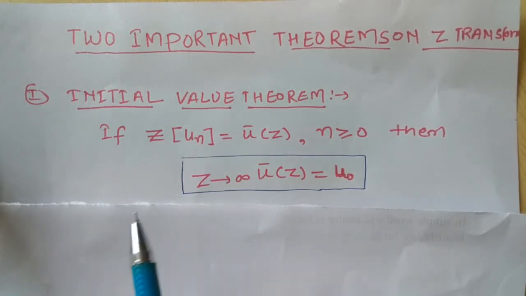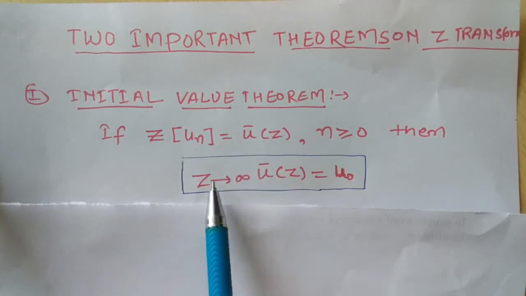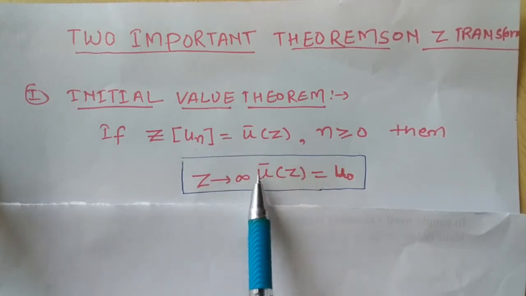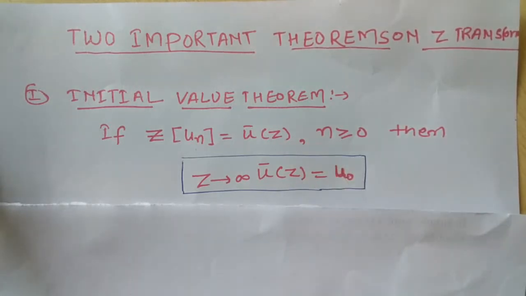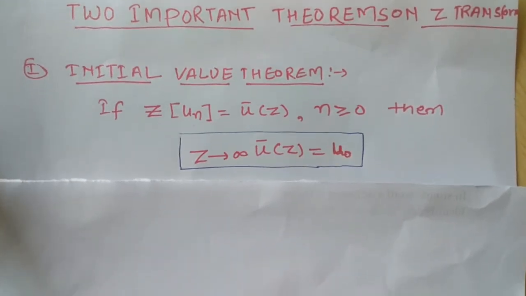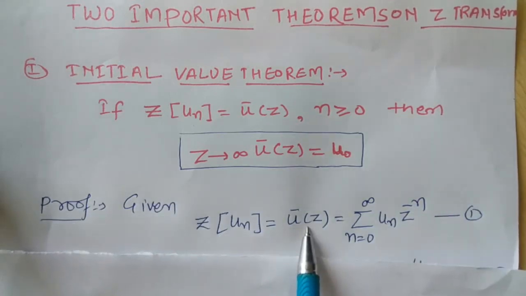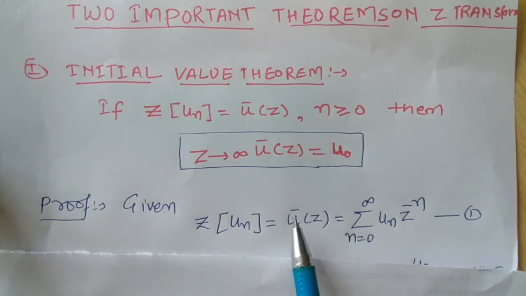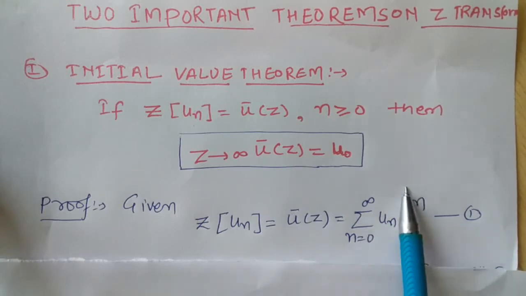So this is the initial value theorem, that if Z transform of un is u bar z, then limit z tending to infinity of u bar z gives the initial value of the sequence, that is u0. Now we prove this result. So given Z transform of un is u bar z, and by definition we know that it is summation n goes from 0 to infinity un into z power minus n for n greater than or equal to 0.